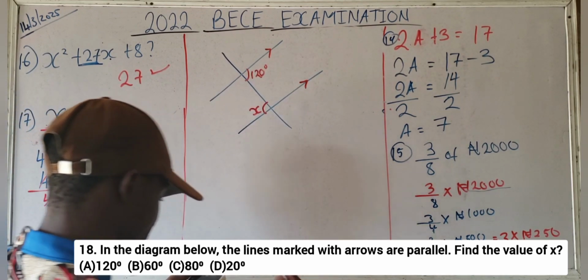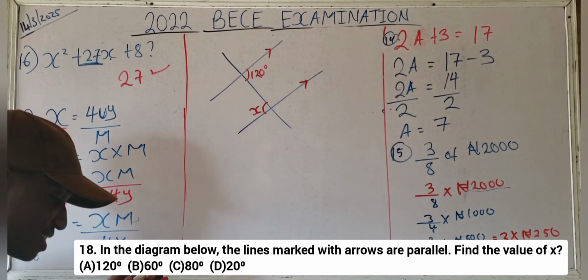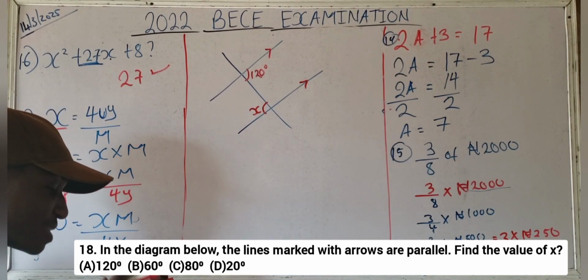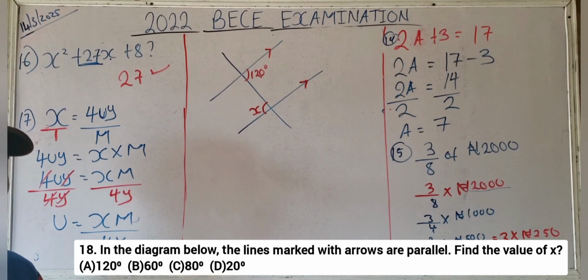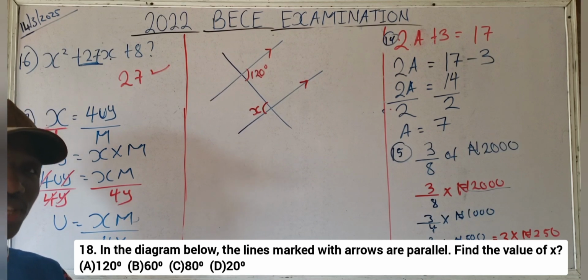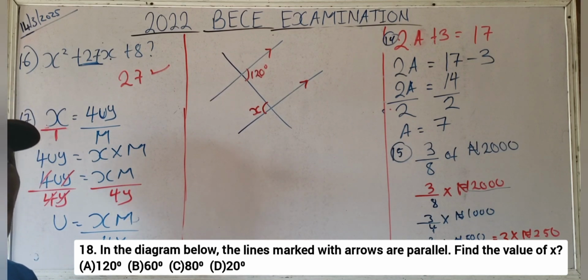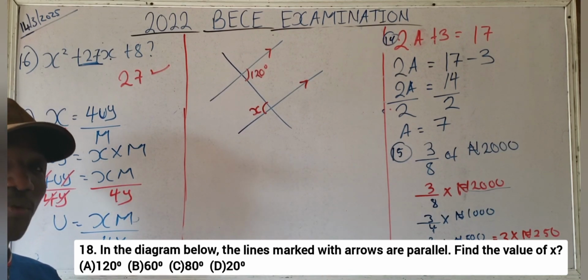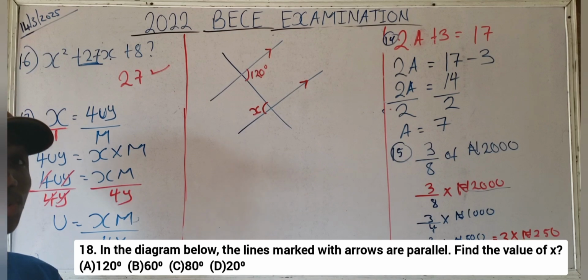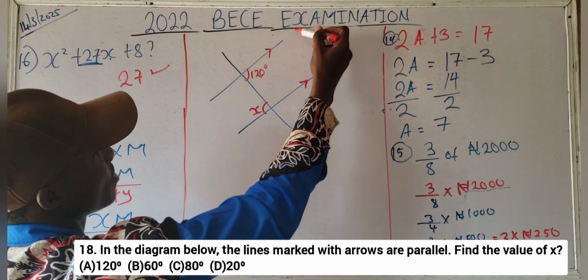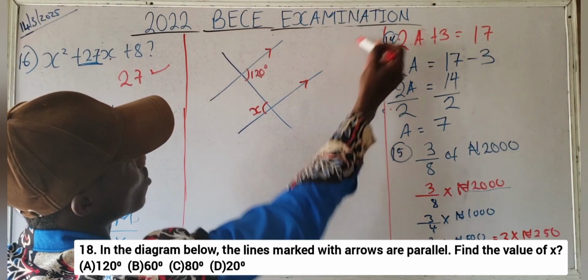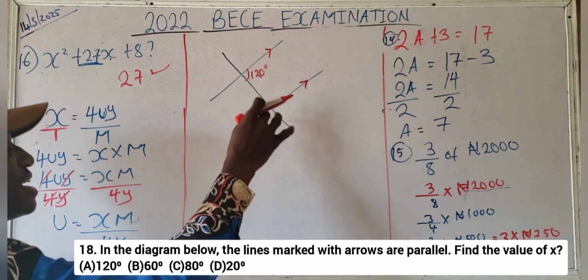In the diagram on the board, the lines marked with arrows are parallel. What are parallel lines? Parallel lines are lines that can never meet. When we say that two lines are parallel, they travel on a path where they can never cross each other. That is why we call them parallel lines. If you look at this, this line goes this way, and this line also goes this way. So both lines are parallel to each other.